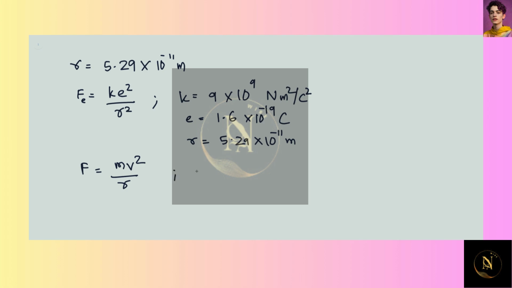And here m is the mass of each electron, so that is 9.109 times 10 to the power minus 31 kg. And v is the speed of the electron that we want to find. Now, since this centripetal force is caused by this electric force, they have to be equal. So this means that Fc, which is the centripetal force, will be equal to Fe.